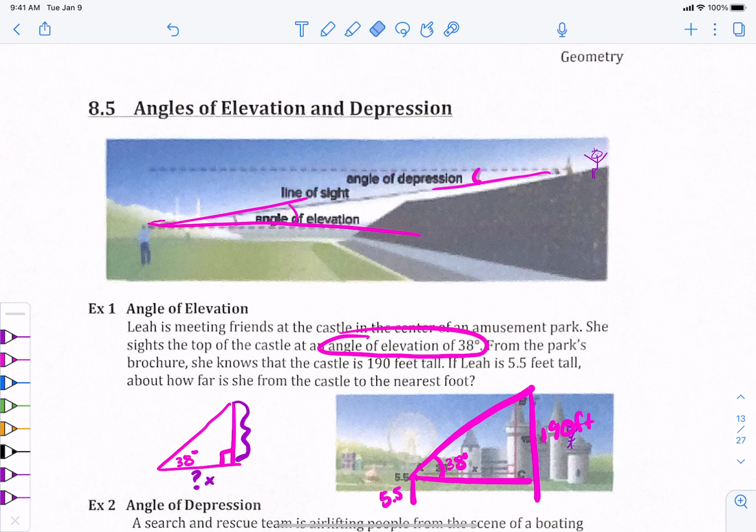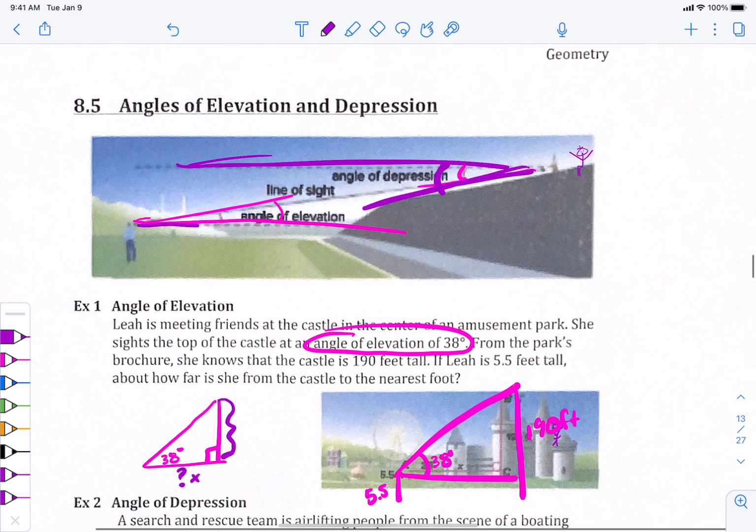So from horizontal, from this spot right here, if your angle is going down, it's called an angle of depression. From horizontal, if you elevate that or go up with the angle, that's an angle of elevation, okay? So from horizontal down is depression, and horizontal up is an angle of elevation, all right?